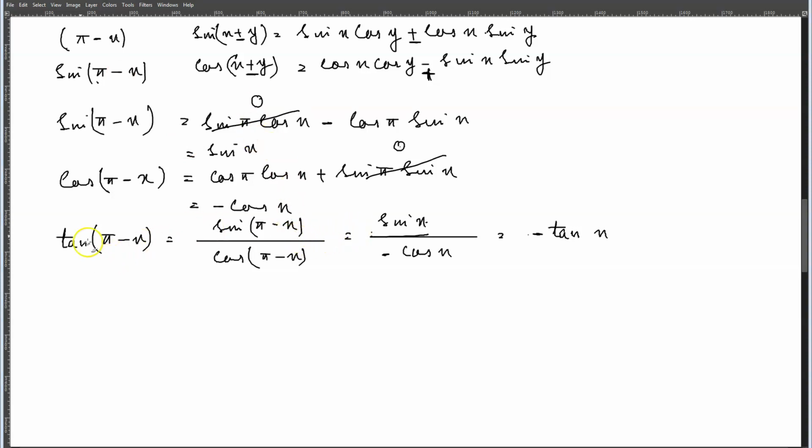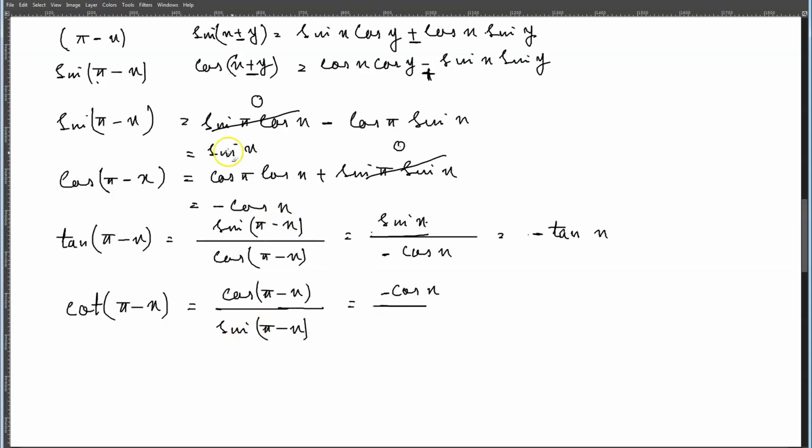Okay, so then what is the cot of pi minus x? The cot of pi minus x is equal to basically the cos of pi minus x over the sine of pi minus x. Cos of pi minus x is equal to negative cos x. Sine of pi minus x is equal to sine x. And so that is equal to negative cos by sine, which is negative cot x.